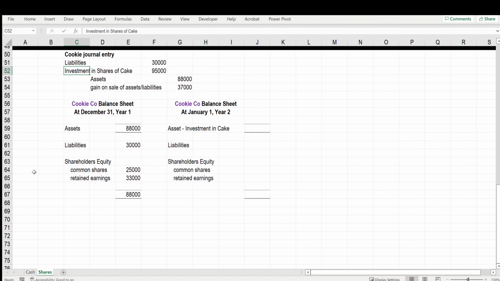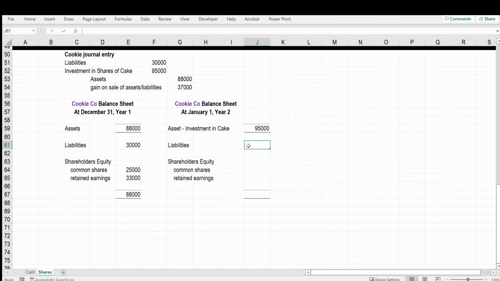Our balance sheet, as previously, was assets of $88,000, liabilities of $30,000, common shares of $25,000, retained earnings of $33,000 before the acquisition. After the acquisition, remember, our assets have all been given away to Cake Company, but we received an investment in Cake, so now our assets are going to be the $95,000 of investment in shares of a company.